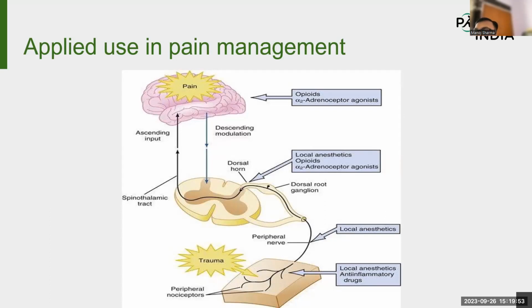Okay. So anybody else wants to add on? Thank you for all that. There are some more which you can add on.